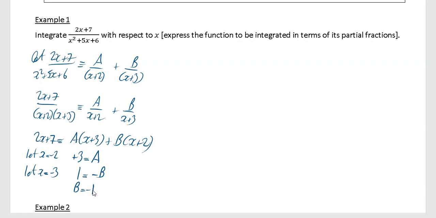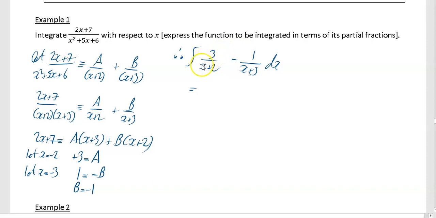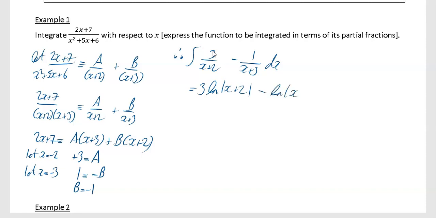So therefore, we're going to be integrating. Your A was 3, so it's 3 over (x + 2), and your B was minus 1, so minus 1 over (x + 3). And now we're good to go, because both of these things are in the form, or almost in the form, f'(x) over f(x). So this one, differentiate this bottom line, you get 1. That's really 3 times bigger, so it's really 3 ln of modulus of (x + 2). And then this one is minus ln of modulus of (x + 3), and then plus c.